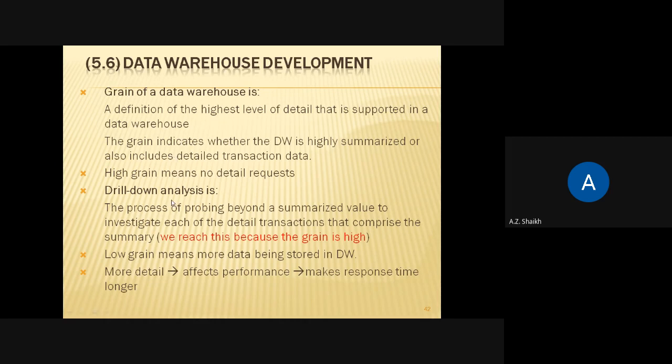Okay, drill down analysis हम किसको बोलते हैं? The process of probing beyond a summarized value to investigate each of the detailed transactions that comprise the summary. We reach this because the grain is high. Drill down process क्या बोलते हैं? देखो, एक स्मॉल वैल्यू मेरे पास है और उसका डिटेल मुझे चाहिए. सपोज़ मेरे पास डेट नाम का एक एट्रीब्यूट है, तो इस डेट में क्या क्या डिटेल्स हो सकता है?